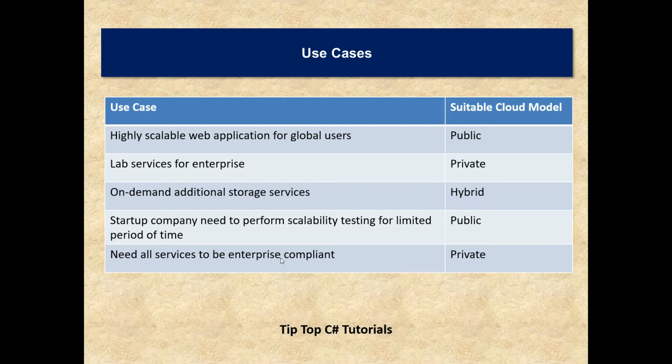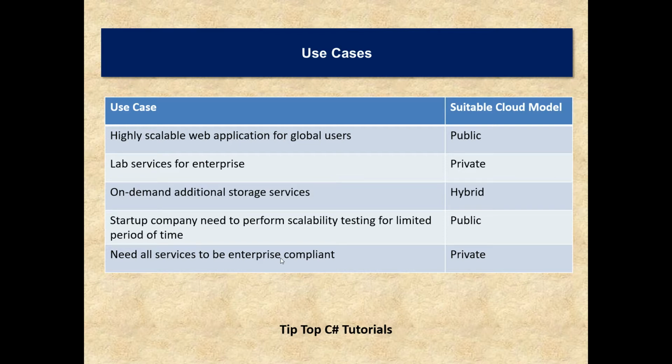And second use case is lab services for enterprise. Assume that you have an enterprise company and different business units want to avail lab services. They want to spin out different VMs. And the most important feature here is if it is for the enterprise, everything should be secure and you should have full control over the compliance and regulations. So the suitable model here is private cloud.